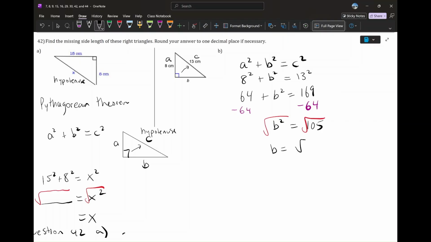And a little task for you all. You can find out the value of b. Round to 1 decimal place.